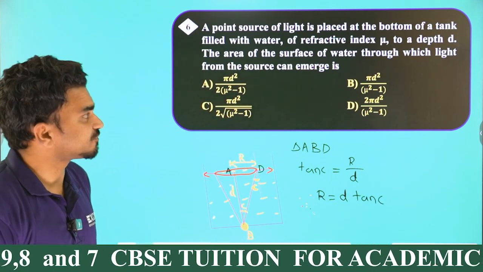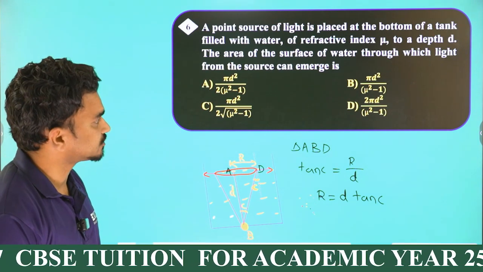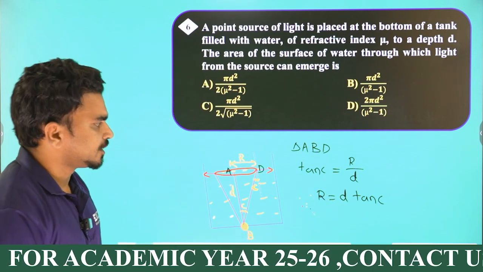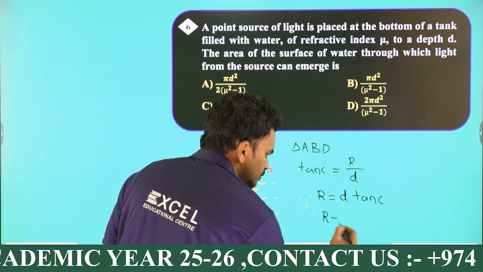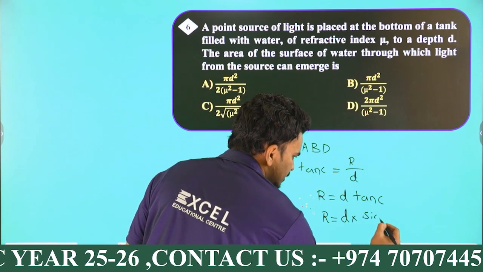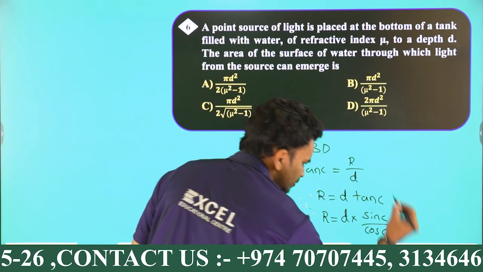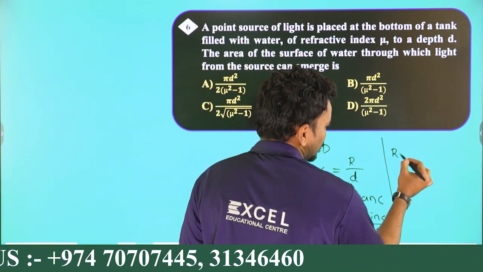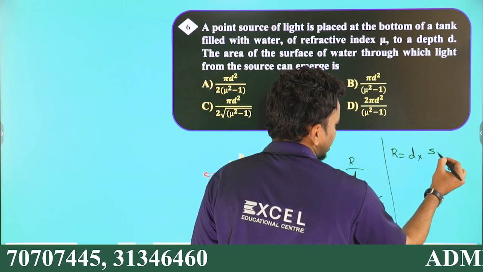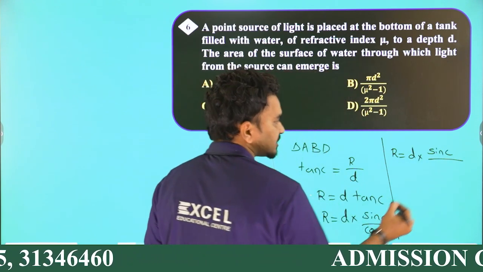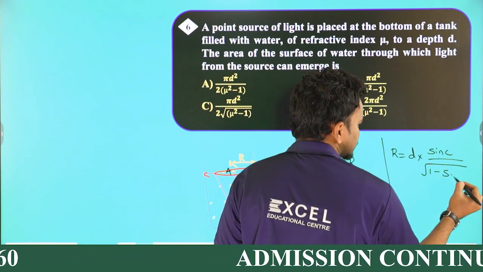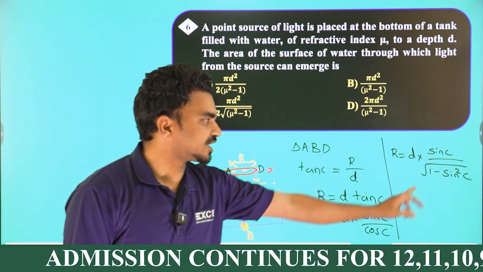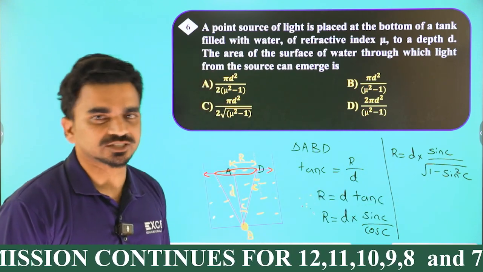What do I want to find? I want to find the area, right? I got the radius D tan C, but let me modify this. R is equal to D into tan C, which can be written as sin C by cos C. One more change: R is equal to D into sin C divided by cos C, which can be written as root of 1 minus sin square C. Simple mathematics, just learn that. Cos of an angle can be written as root of 1 minus sin square of the same angle.